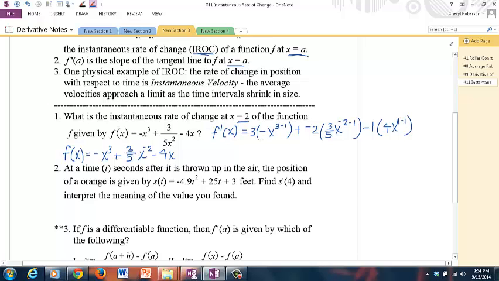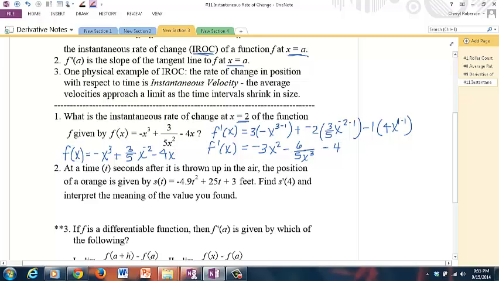So if we simplify this, notice that f prime of x would equal negative 3x squared. And here we should end up with a negative 6 over 5x to the negative 3. So that means that this x has to go to the denominator. And then minus 4 times x to the 0 power, which is just 4. So here's our f prime. This is our slope generator.